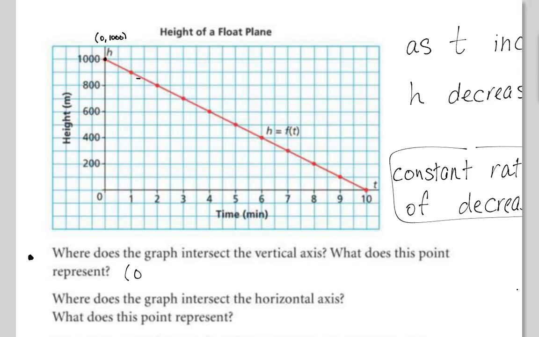At 0 time, the height is 1000 meters. So what does this point represent? It's probably flying at 1000 meters before the plane starts its descent. So we call this an initial value.